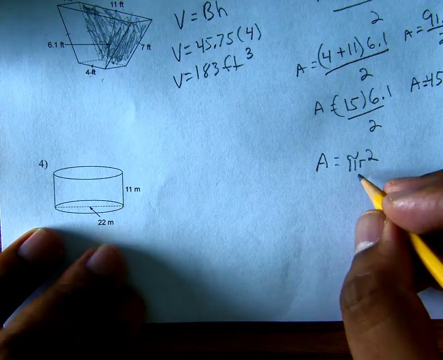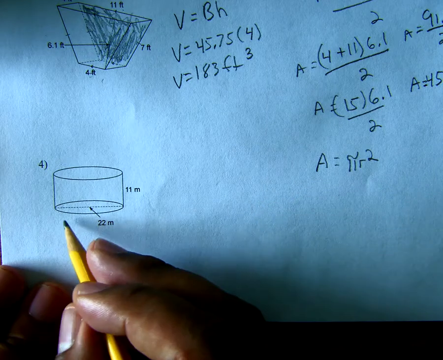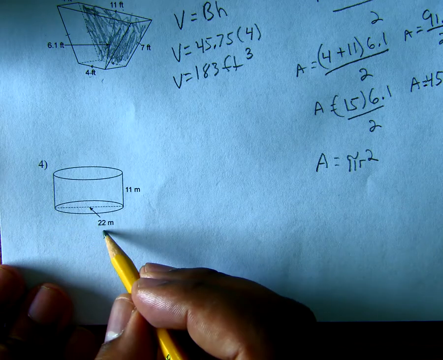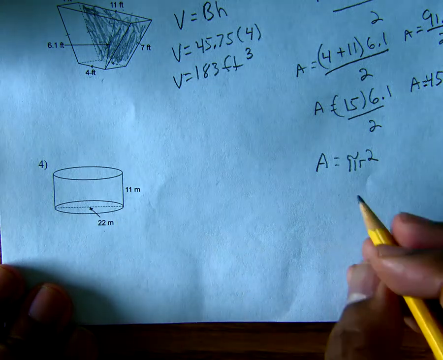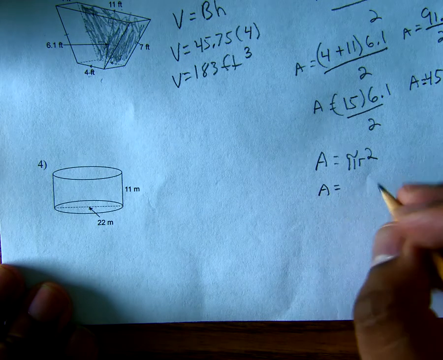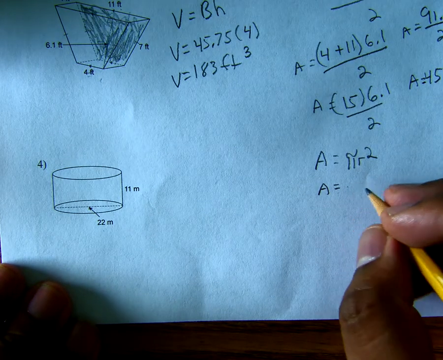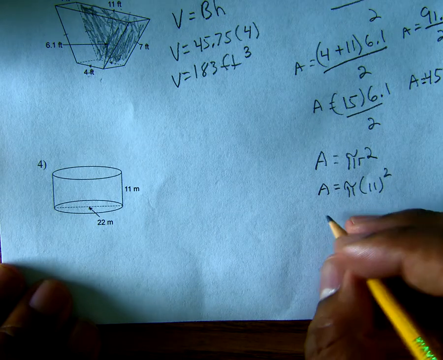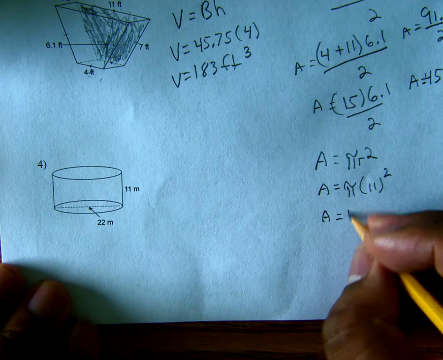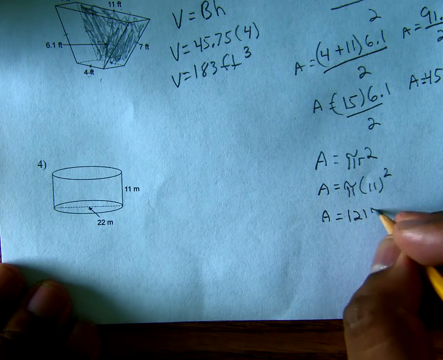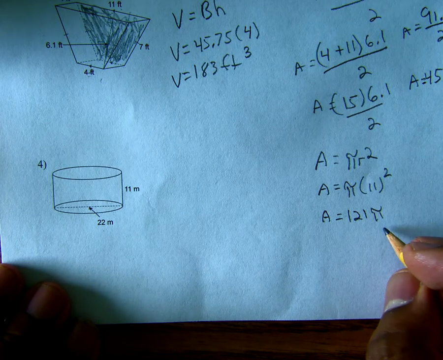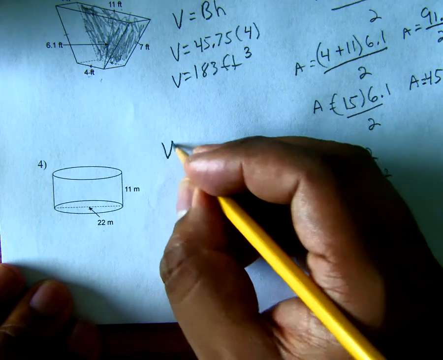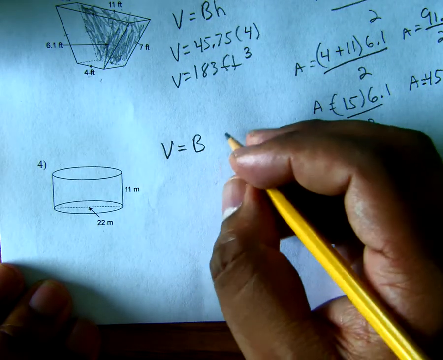So first thing we need to do is plug in our radius. And if you remember, the radius here would be 11, since we have the diameter, which is 22, and half of it would be the radius. So we're going to plug in that value. Area is equal to pi times 11 squared. And 11 squared is 121. And then we're going to leave this pi on the outside here. 121 pi. That's our area.